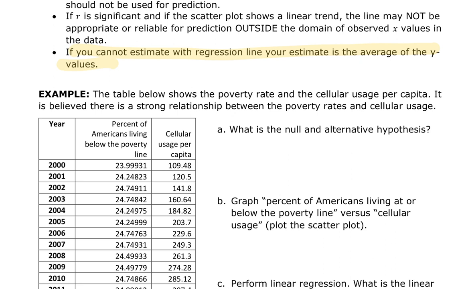There really is only one choice for H0, and H0 is that rho is equal to 0, and HA is that rho is not equal to 0. Rho does not equal 0, and that's rho, not P.